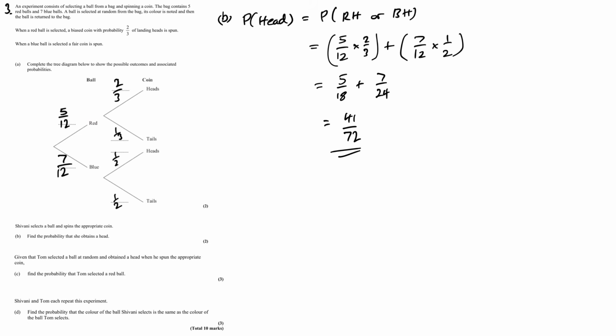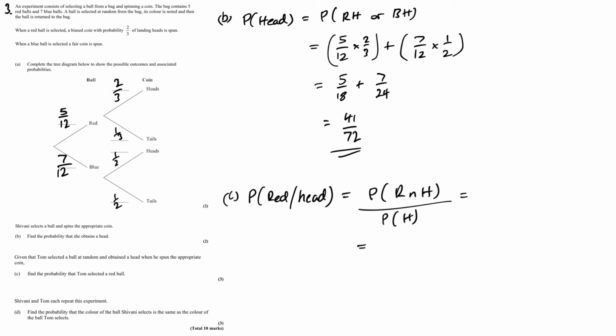Now you can see as we move on to C, we've got a given that. Given that Tom selected a ball at random and obtained a head, find the probability that he selected a red ball. So this is now part C, probability he gets a red ball, given that he gets a head. So this is probability of red and head over probability of head. Let's pop this up there.